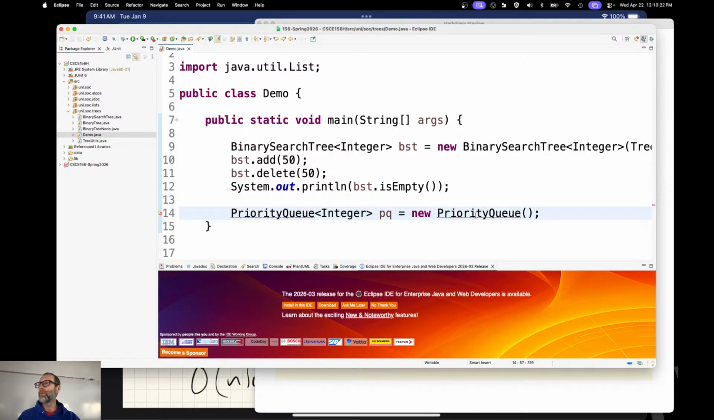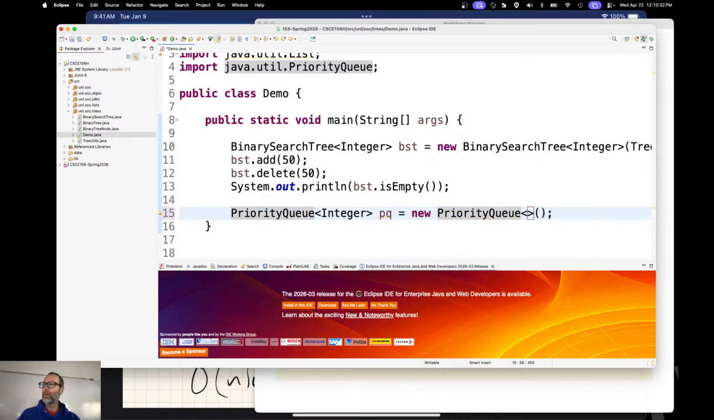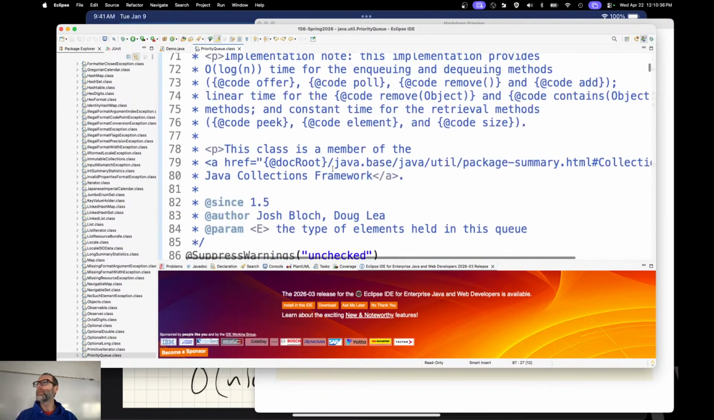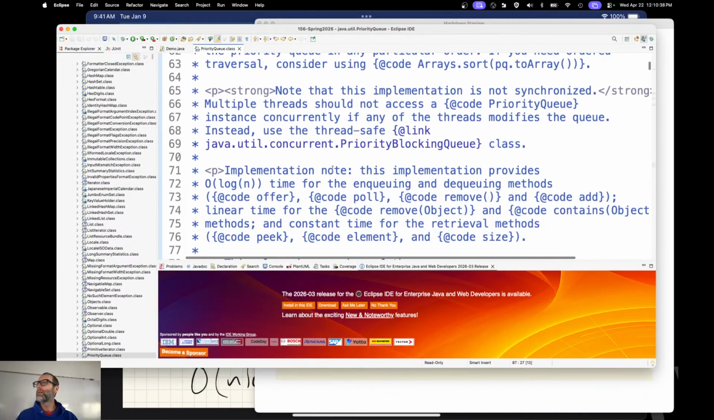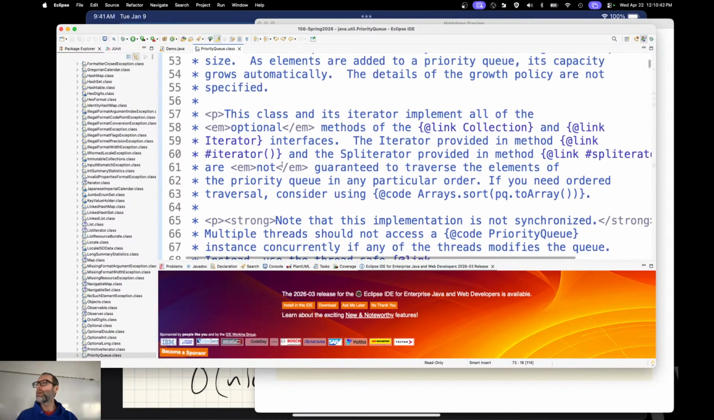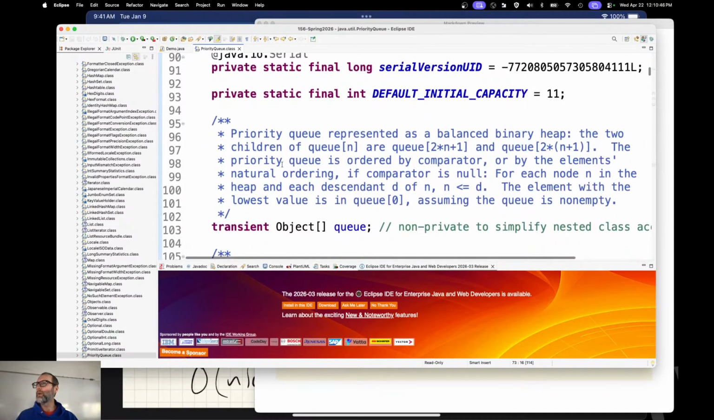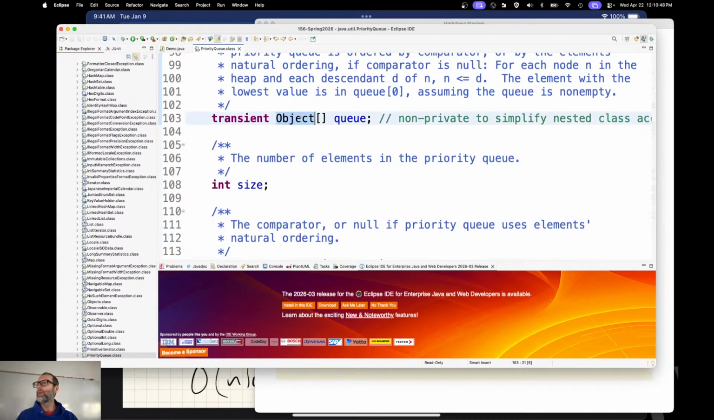I'm going to have to import this. I don't remember. Nope. Import this. Is it an interface? Yeah, no, it's an actual implementation. Good, good. Let's find out what it is, though. Here you go. This implementation provides order log n. Yeah. It is not synchronized. All right, fine. Let's just look at the actual code here. All right. Hey, there we go.